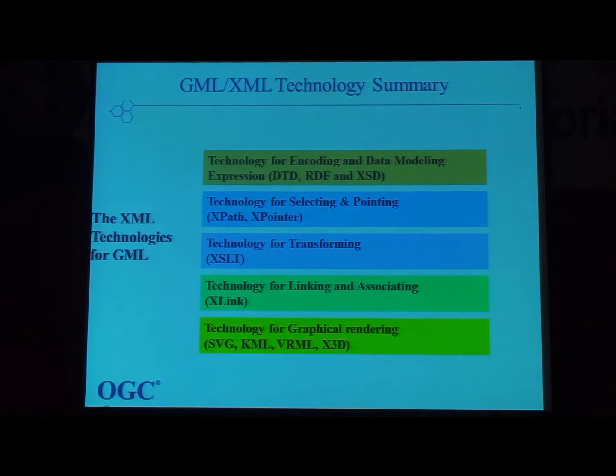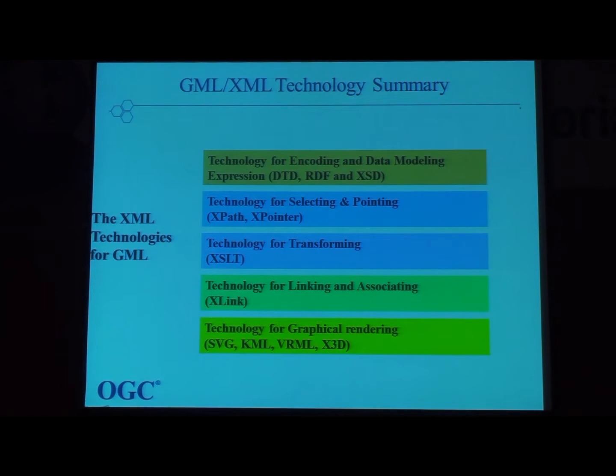Okay. Now, I'm going to give a little bit of a technology summary here for GML. GML uses these various XML technologies to enable some of these processes. So there's technology encoding for data modeling, XSD, XML schema definition. DTDs and RDF were used. XML schema seems to have won out mostly because of the tool support in XML schema compared to, say, DTDs and RDF at the time.